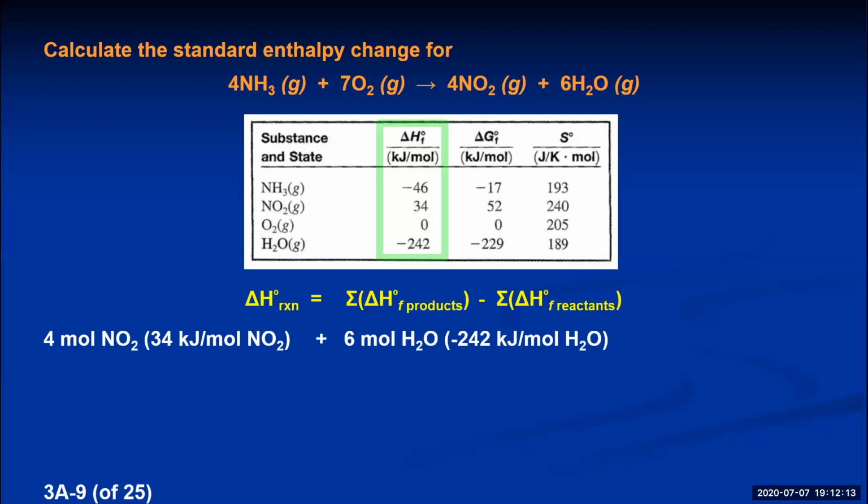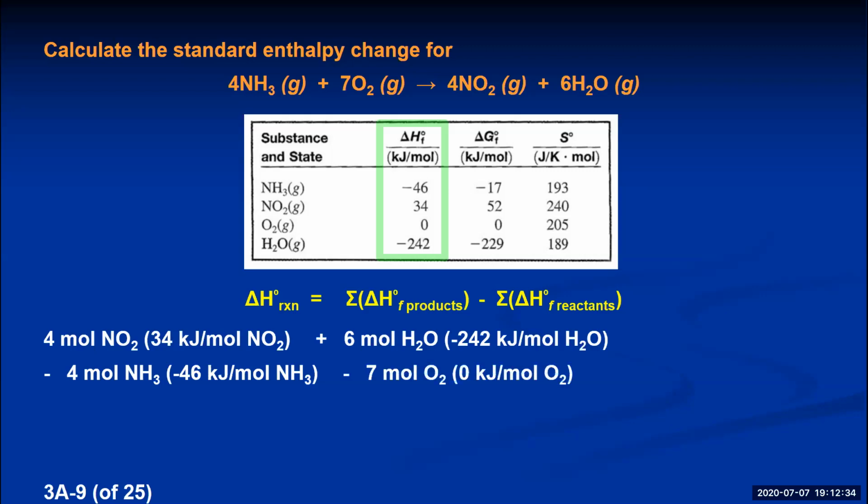And then once we've done the products, we're now going to subtract the standard heat of formations of all the reactants. So now we go to 4 moles of ammonia. I'll go minus 4 moles of ammonia multiplied by negative 46 kilojoules per mole. And there's one more reactant, so I will subtract 7 moles of oxygen multiplied by 0 kilojoules per mole of oxygen. So without having the formation reactions written out, really all you have to do is take the 4 numbers in the table here, and you go products minus reactants, just making sure you multiply each of them by their coefficient in the balanced equation.